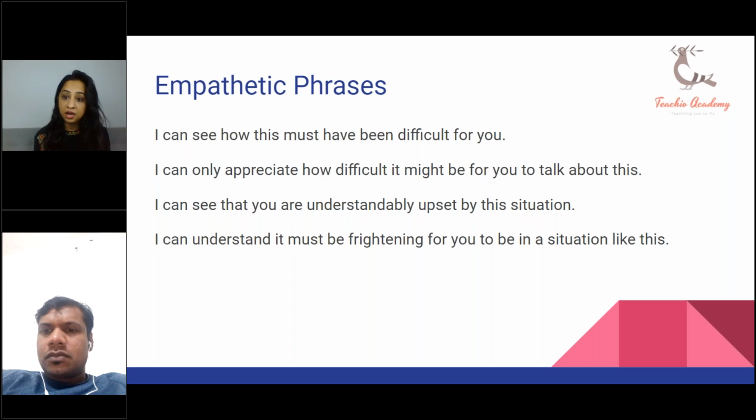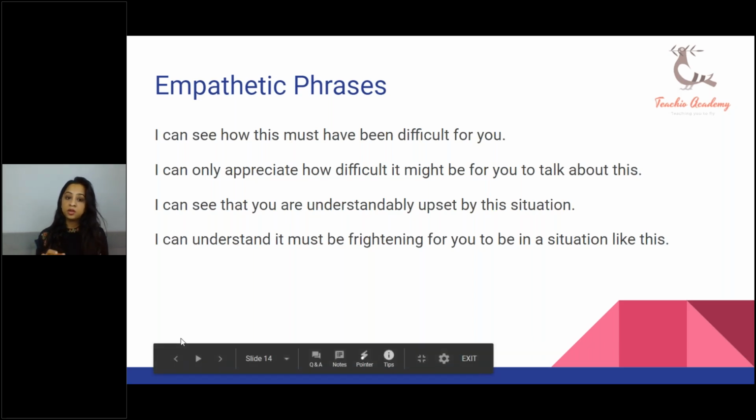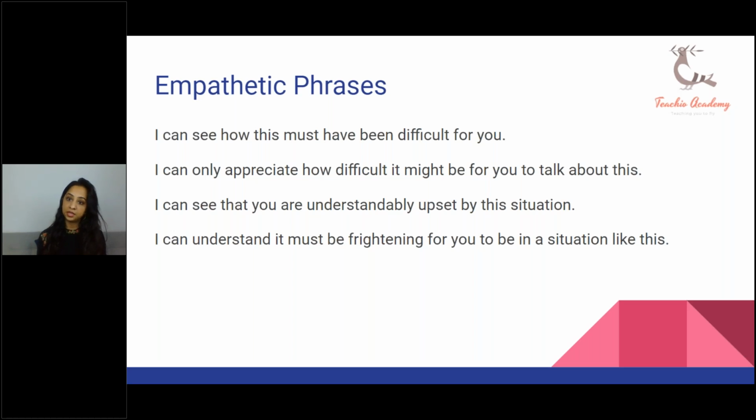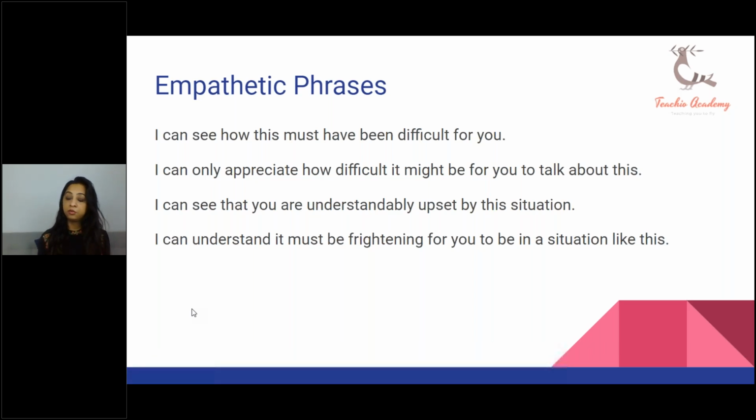Vijay has asked, can you repeat the last one? So Vijay, you say that I can understand it must be frightening for you to be in a situation like this, but we are here only to help you. Excellent. So now we've understood the difference between being fake sorry and being really empathetic. So that was the point of giving out these phrases to you, but these are not all inclusive. If you think you want to make more sentences, you can try and do so. If anyone has any more suggestions that they think that they might use to express empathy, they can type in on the chat window and then we'll try and give out more examples.